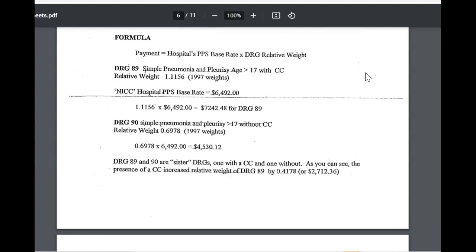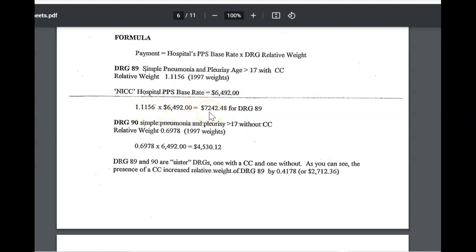Here's our formula. We are figuring out relative weights: hospital base rate times the DRG relative weight. So we have DRG 89. That relative weight is 1.1156. Again, these weights have changed with 2021. But we're going to say that NICC's hospital base rate is $6,492. So what you do is take the relative weight times the base rate.